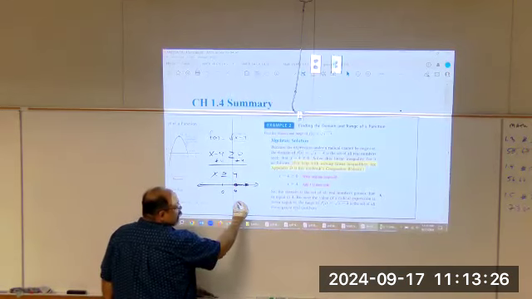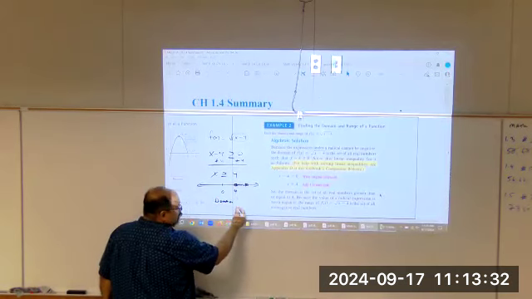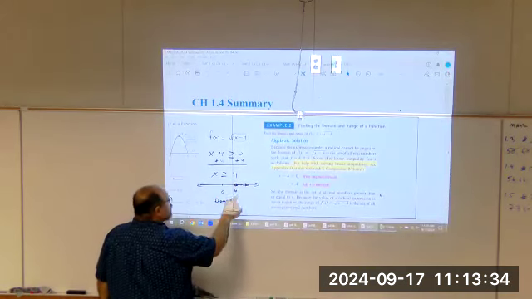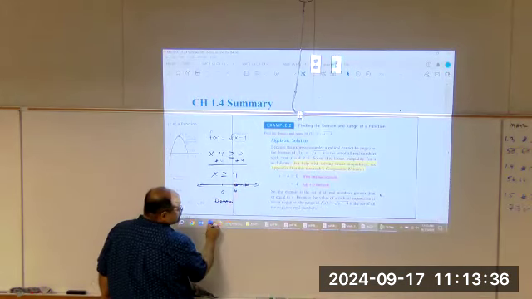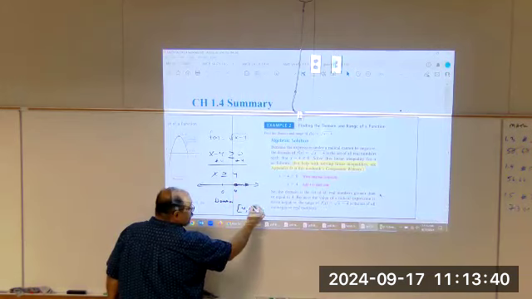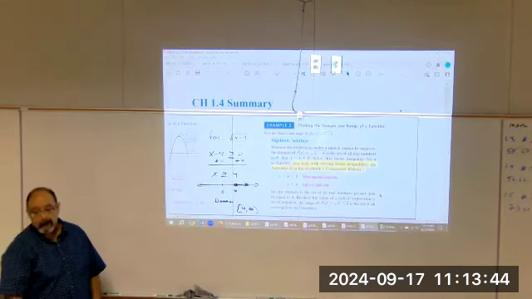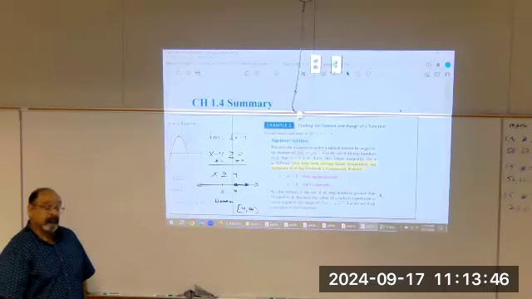So the domain would be open or closed on the 4. Or sorry, parenthesis or a bracket on the 4. Bracket on the 4, all the way to infinity, which is a parenthesis. Everything from 4 to infinity, including the 4.